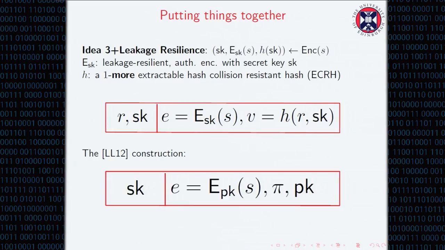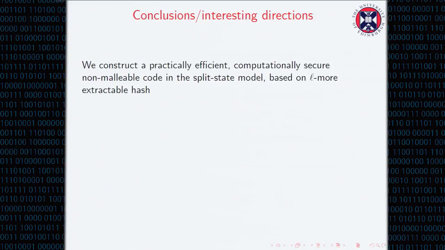This is the LL12 construction. It uses public key encryption. So we remove the public key encryption and use symmetric encryption, and the proof here is a non-interactive zero knowledge proof. So we remove the proof over there, and we have the one more extractable hash. This is how we do it. And this is what we construct: practical, efficient codes from one more extractable hash.